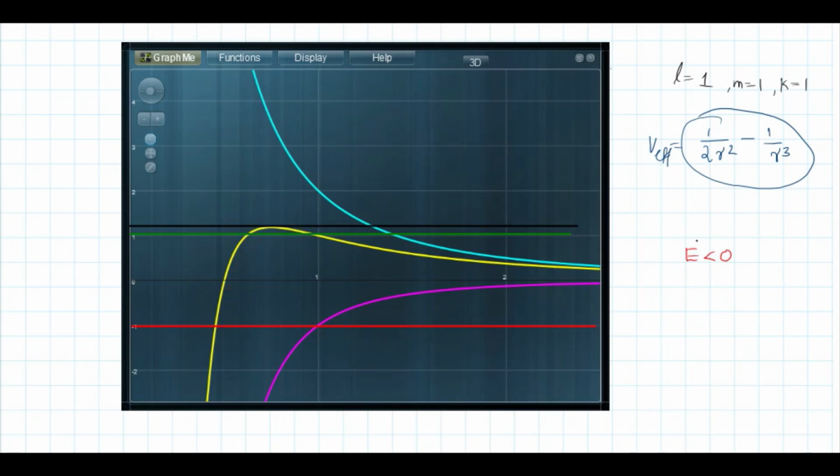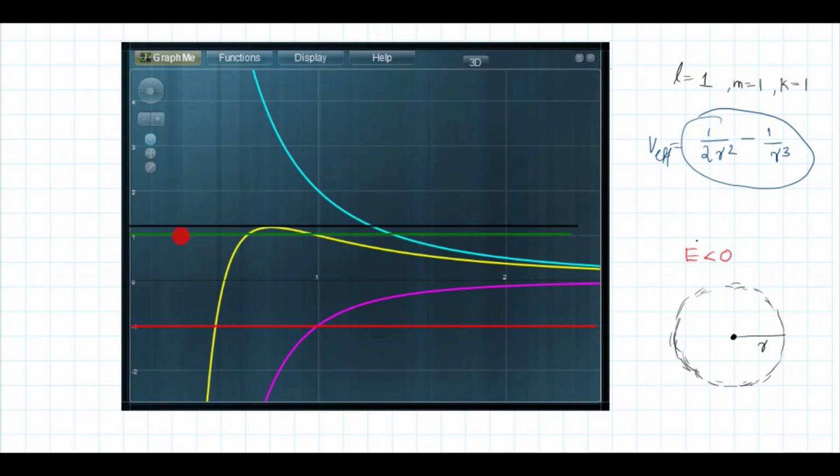That is, V effective is greater than total energy, and that is not physically possible. So the only possible motions are below this distance. So the particle will move such that it can never go beyond a particular value of r. It will be always less than that value of r. This is force center. Particle will be somewhere here. It can never go beyond this r. There is an upper bound. There is no lower bound, but there is an upper bound for this value of energy.